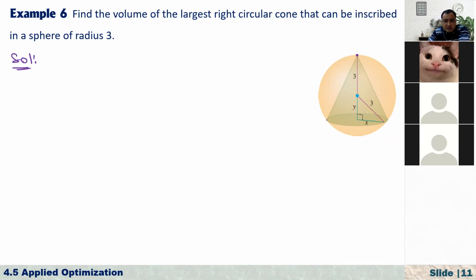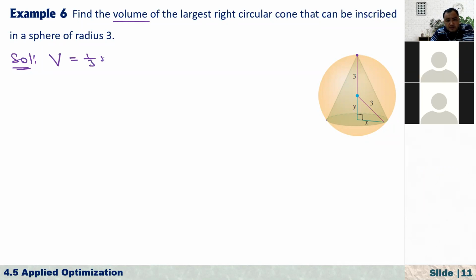So what is the volume of this cone? Volume is equal to 1/3 times pi times r squared, and our r is x, so x squared times the height. The height is y plus 3. So that is the volume of the cone, and we want this volume to be the maximum. For this, we need to find the values of x and y. So to answer this question, either I need to express y in terms of x or x in terms of y. How can I do that?